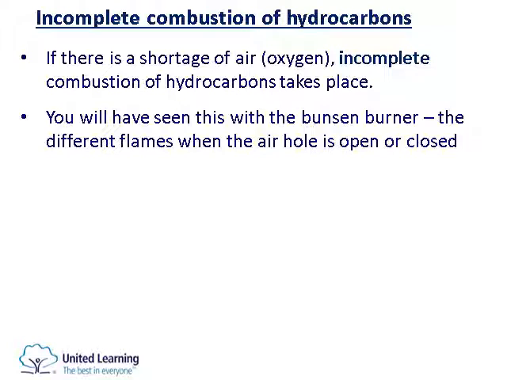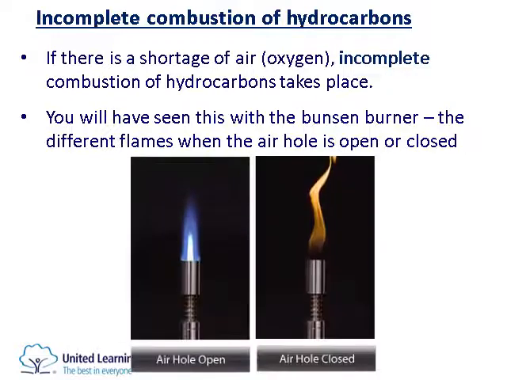So incomplete combustion occurs when there is a shortage of oxygen when a hydrocarbon is being combusted. You'll have seen this with the Bunsen burner, and that's what causes the difference between the flames when the air hole is open versus when it's closed. So if you remember, when you light a Bunsen burner, if the collar's open, then the flame will be blue, but when it's closed it'll be orange, and that's because the oxygen isn't getting to it.